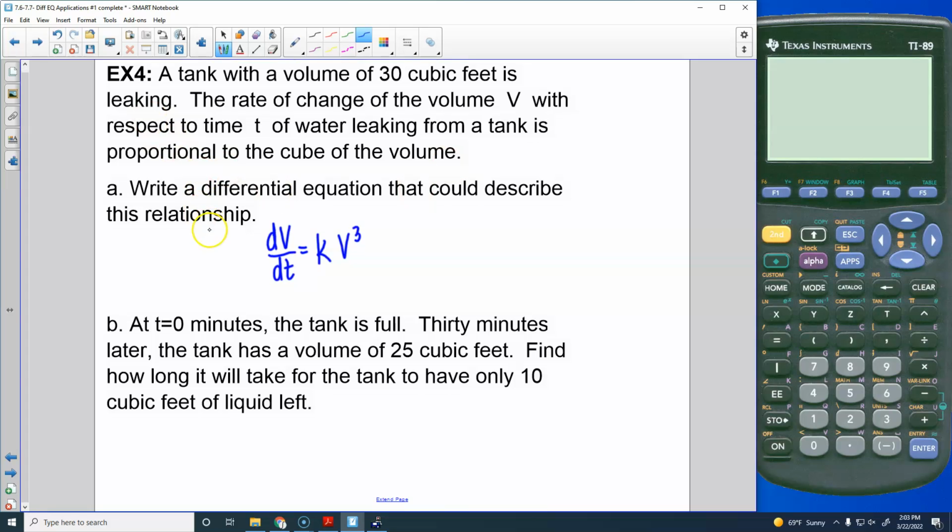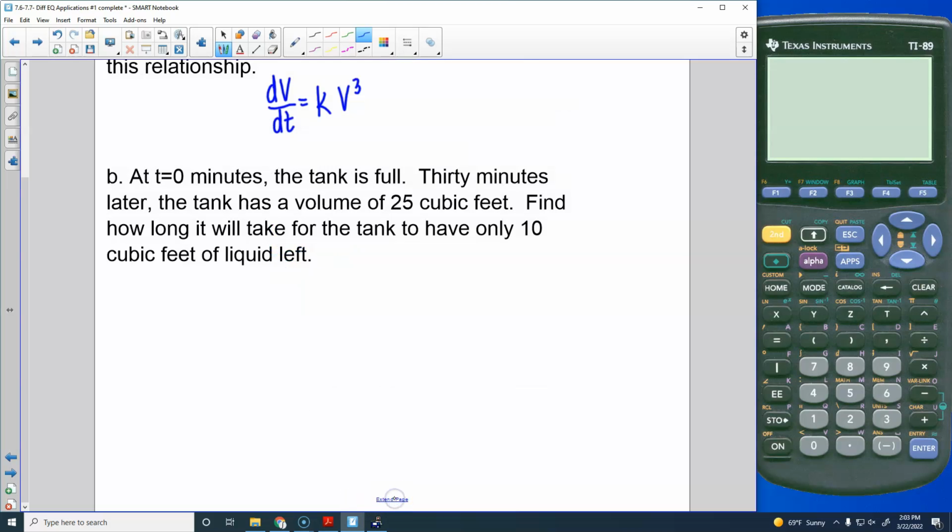Okay. All right, so now let's figure out this. At t equals 0 minutes, the tank is full. 30 minutes later, the tank has a volume of 25 cubic feet. Find how long it will take for the tank to have only 10 cubic feet of liquid left. I'd reckon 30 minutes, right? 30 feet a minute.